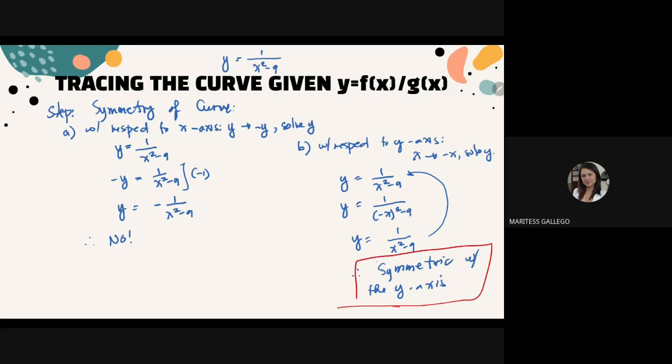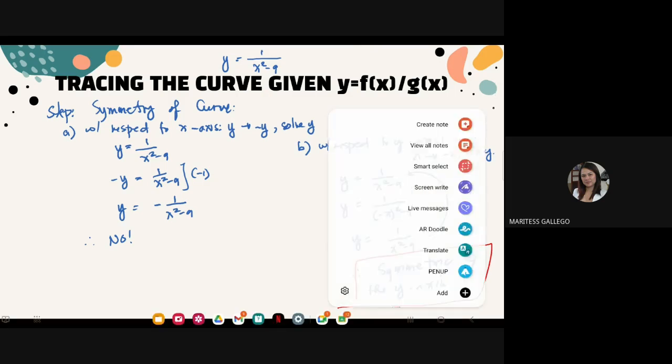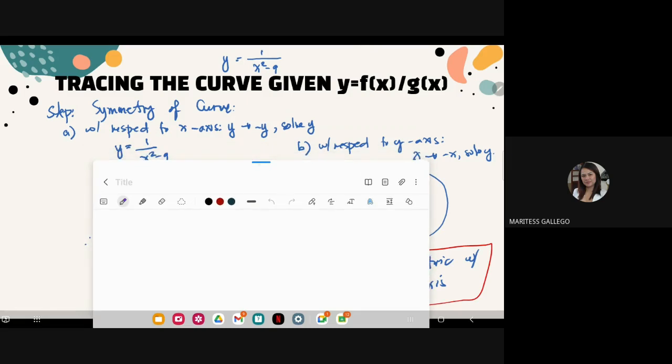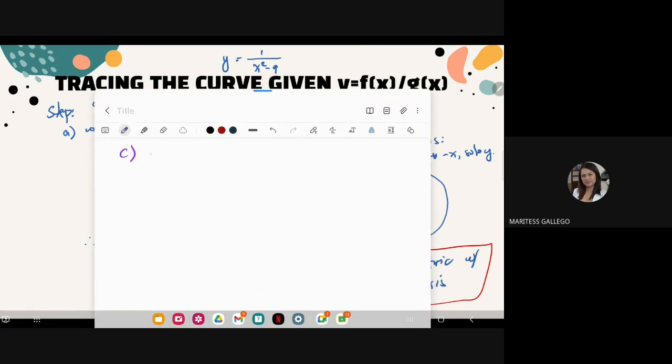And the last one is sa may point of origin. Okay, so letter C, that is with respect to your point of origin.